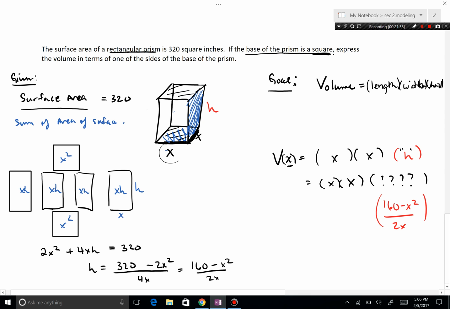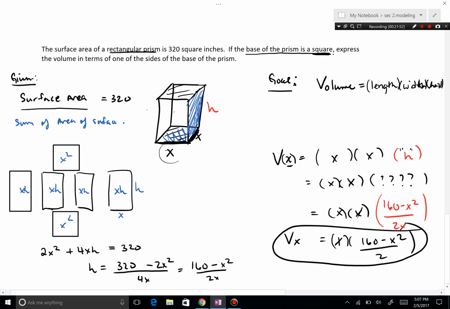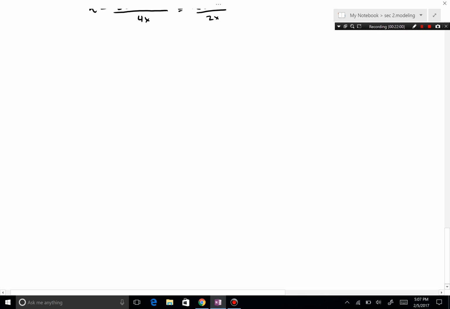But don't forget, you should always simplify when you're given the opportunity. Here's the opportunity. That'll go with this, which gives us x times 160 minus x squared over 2. Here's our volume, modeled in terms of just x, the side of the squares. So this is really not all that bad. If you look at the work, it's really not all that much work. It just takes a lot of reading comprehension, which is terrible for a lot of people.